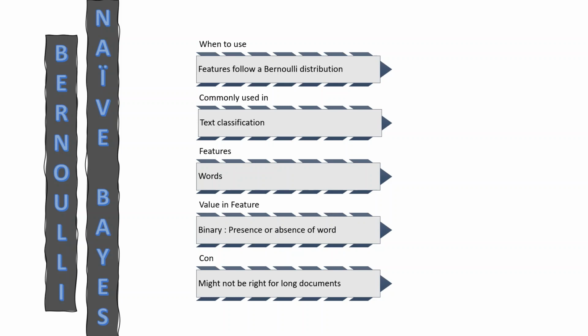This is again used in text classification where the features are the words. The term document matrix is in such a way that it records only if a word is present or absent, and it does not record the frequency of occurrence of a word. A disadvantage of the Bernoulli Naive Bayes is that it might not be suitable for long documents.